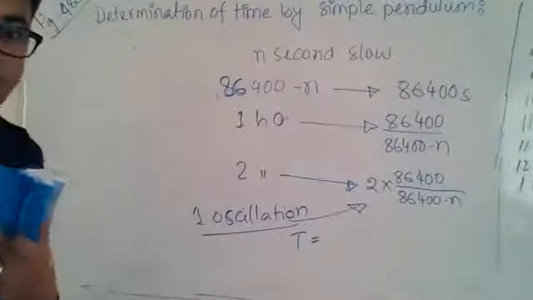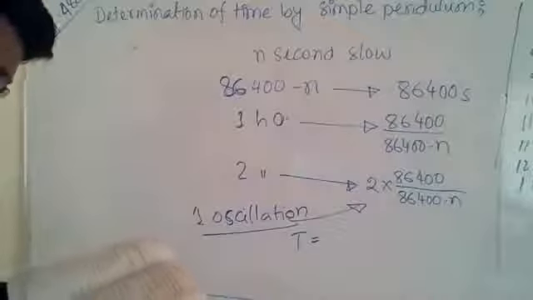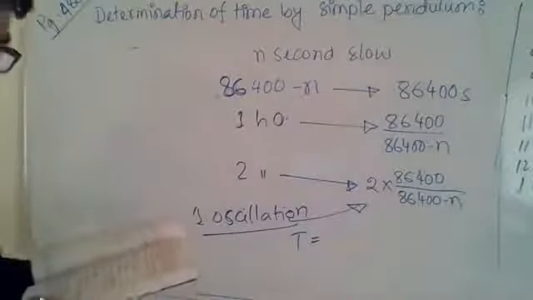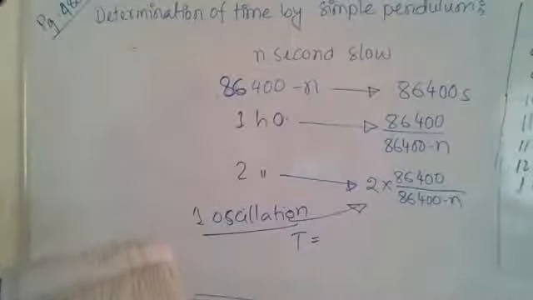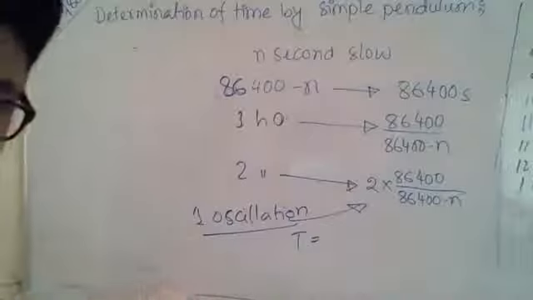If it is running n seconds slow, then what is happening? If it runs n seconds slow in one day, then its time period will be 2 into 86400 divided by 86400 minus n.